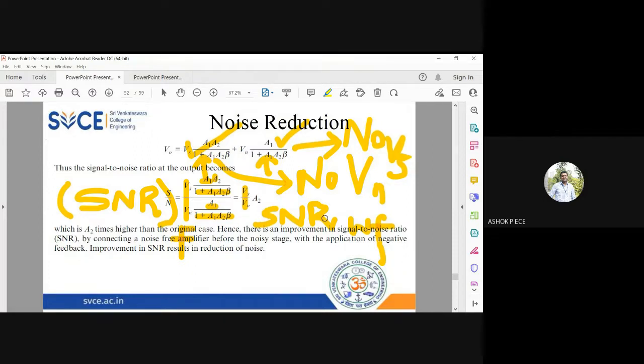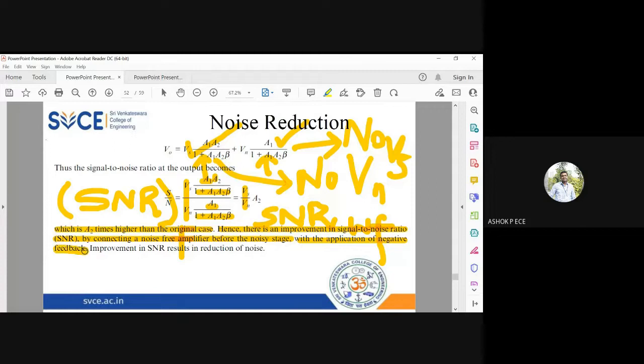So SNR is multiplied, which means the value is going to increase enormously. When the SNR value increases, it makes my system more immune to noise. So noise is not going to affect my system that easily. Even if noise affects your system, when you apply negative feedback, the effect of noise is completely cancelled. See here, the SNR is A2 times higher than the original case. Hence, there is an improvement in signal to noise ratio by connecting a noise-free amplifier before the noisy stage with the application of negative feedback.